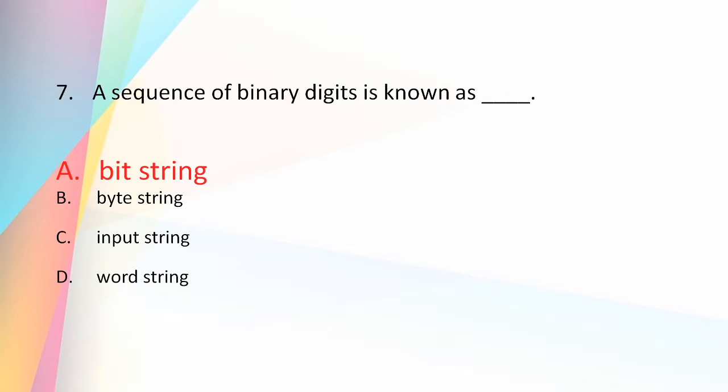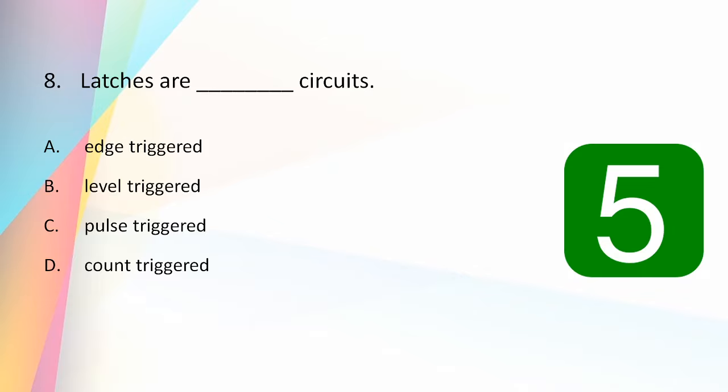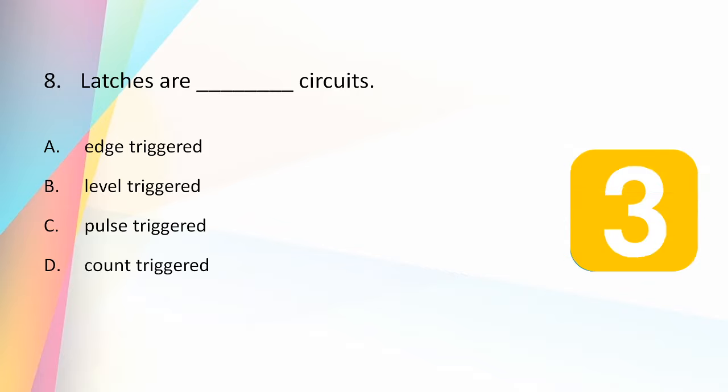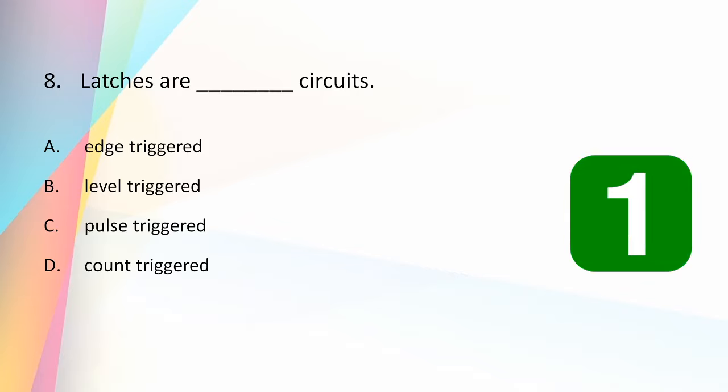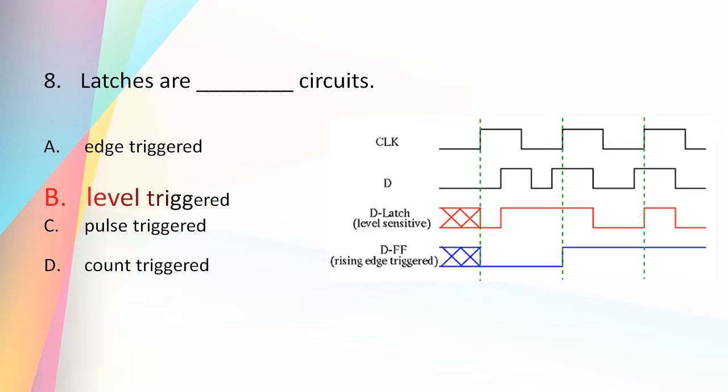Latches are dash circuits: edge triggered, level triggered, pulse triggered, count triggered. And here you go. And the answer is level triggered. Basically, latches are level triggered and the flip-flops are edge triggered. That is, they act on rising or falling edges, whereas the latches act when the clock signal is high.